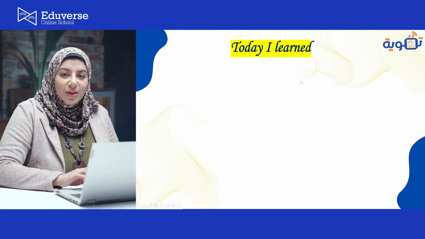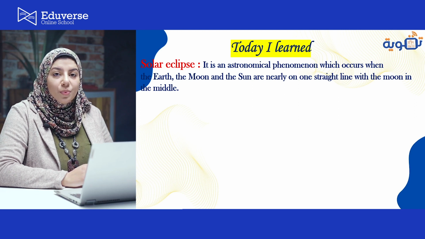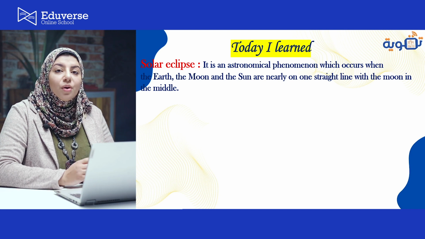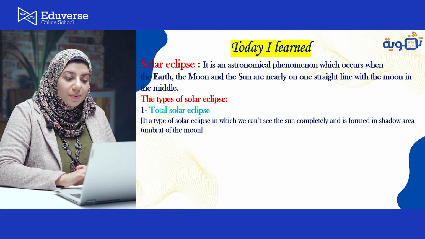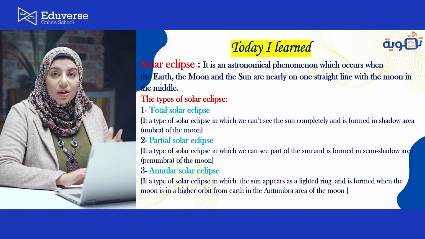So today, guys, we learned that the solar eclipse is an astronomical phenomenon which occurs when the moon, the sun, and the earth are nearly on one straight line with the moon in the middle. And we talked about the types of solar eclipse, which are total solar eclipse, partial solar eclipse, and annular solar eclipse.